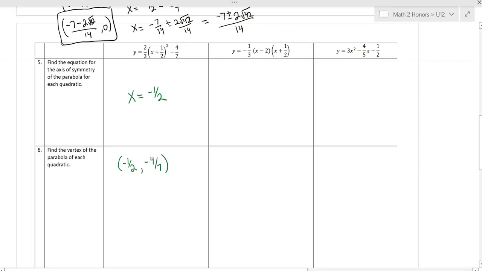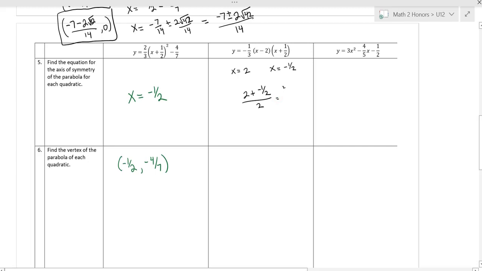For the next one, we have factored form. So you're going to take your x-intercepts, which were, if we look back, 2 and negative 1/2, and you average them. So you add them together, 2 plus negative 1/2, and then you divide that by 2. And whatever you get, that's the center. That's where the axis of symmetry is going to be.